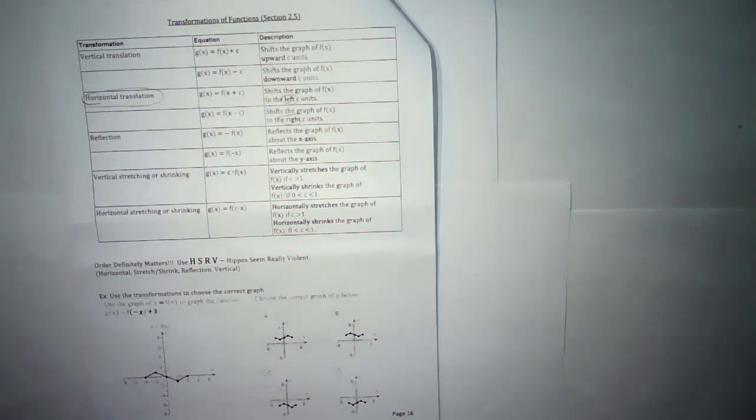You have to do horizontal first, then you're stretching or shrinking, then you're reflecting, and then very last, you're vertical, up and down. Okay, that's your order. You have to do it that way. If you don't, it's going to come out wrong. So you know we have to remember that. And you know that I always come up with something stupid to help you remember it. So here's your stupid little thing of the day.